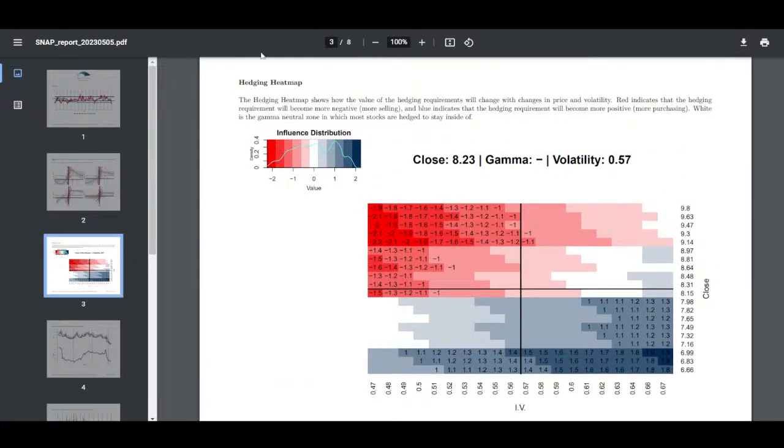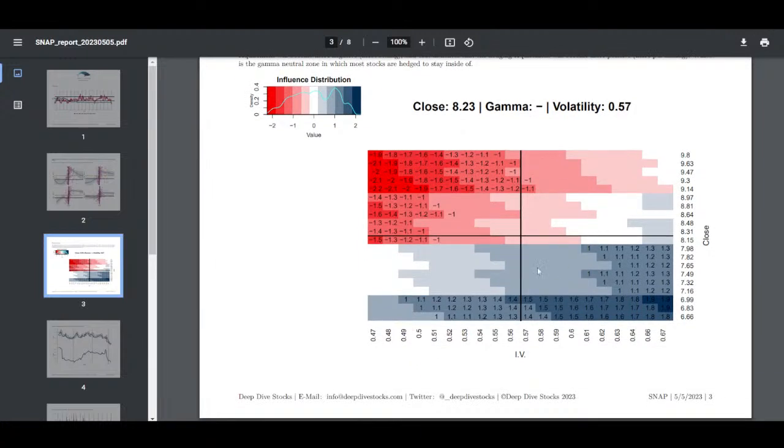Then we have the gamma hedging heat map. This is a really awesome tool as well. So the hedging heat map shows, instead of reading this, I'll just explain. The red, if price moves into the red, that is telling you that dealers will have to sell shares to hedge their positions. And if price moves into the blue, that tells you that dealers will have to buy shares to hedge their positions. So for example, if price moved down into here on Monday morning, what do you think will happen?